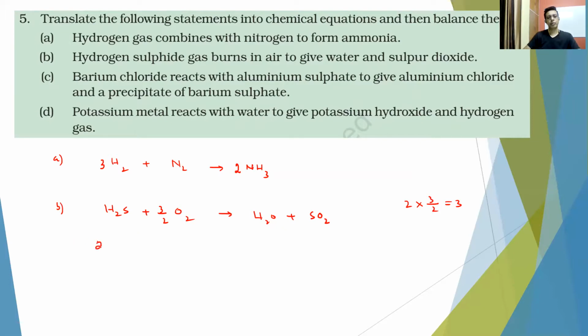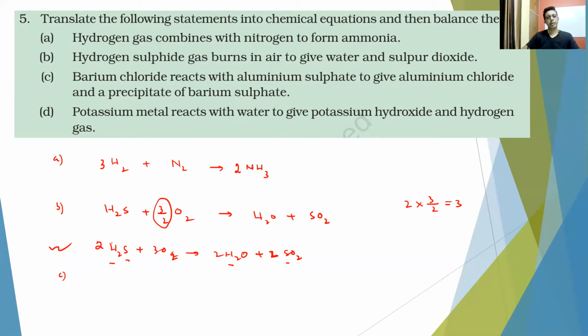with 2. So it becomes 2H2S plus 3O2 gives 2H2O plus 2SO2. So the entire equation is multiplied by 2 so that this 3 by 2 becomes 3. So now we'll see whether it's balanced or not. 4 hydrogen, 2 sulfur, 2 plus 4, 6 oxygen, and 3 twos, 6 oxygen. So the equation is balanced.